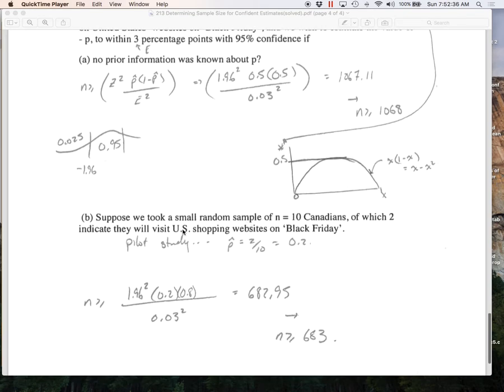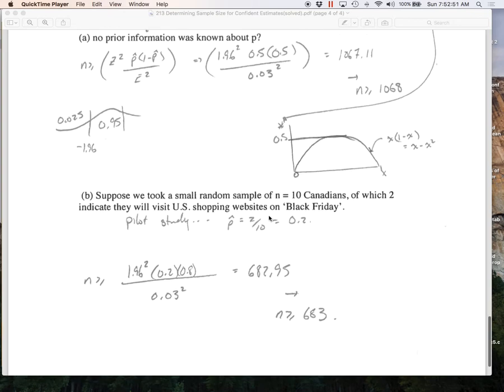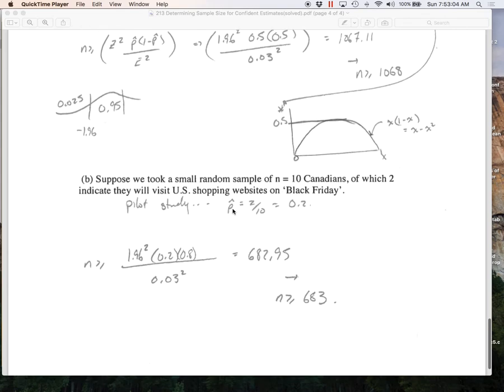Okay, so suppose we took a small sample of just 10, just to get an idea of what p could be. So out of 10 Canadians, 2. Now instead of saying that p is actually 0.5 because we had no information, maybe now we'll say, well, it doesn't look like p is 0.5, which is the worst case. Maybe p hat is going to be 0.2. So 2 out of 10 said they were going down to the States. Fine. Here then, how does our formula change?